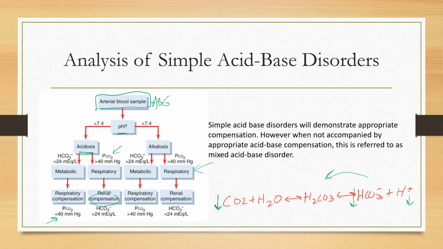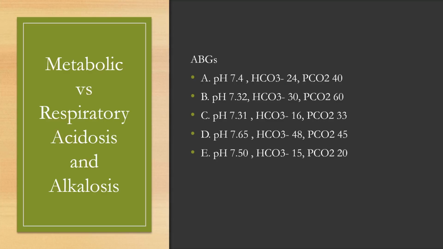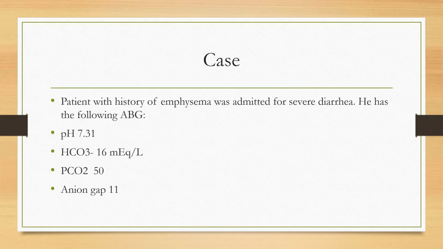So this is an example I'm going to go over with you in the Zoom session. I want you to take a look at these different ABGs and see if you can figure out which ones are normal, which of these simple acid-base disorders are which, and if they're compensating. And this is another case that I'll go over with you in the Zoom session. This is a patient with a history of emphysema, admitted for severe diarrhea. I'm giving you the following ABG, and I'm also giving you an anion gap. We'll be able to go over that and interpret it in the Zoom session.